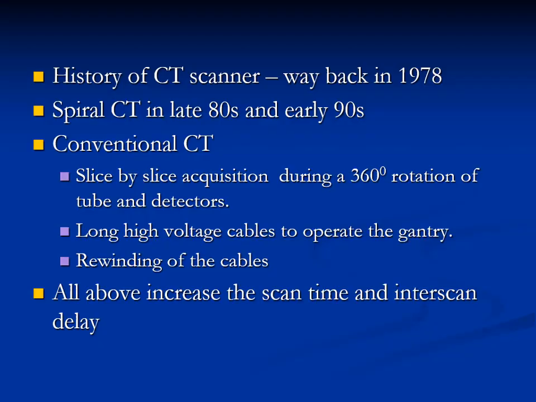History of CT scanner, way back in 1978. Spiral CT in the late 80s and early 90s. Conventional CT: slice by slice acquisition during a 360 degree rotation of tube and detectors. Long high voltage cables to operate the gantry and rewinding of the cables. All of the above increase the scan time and inter-scan delay.